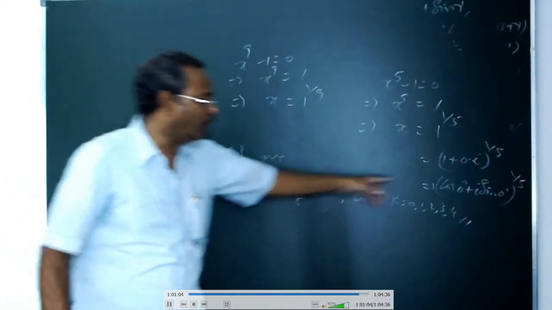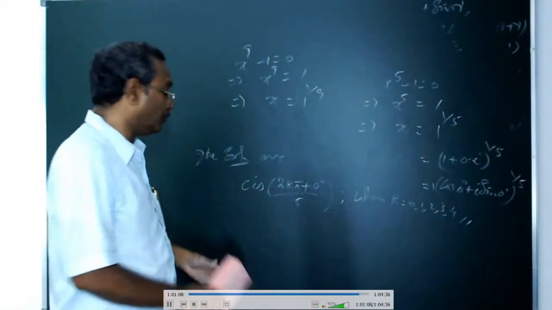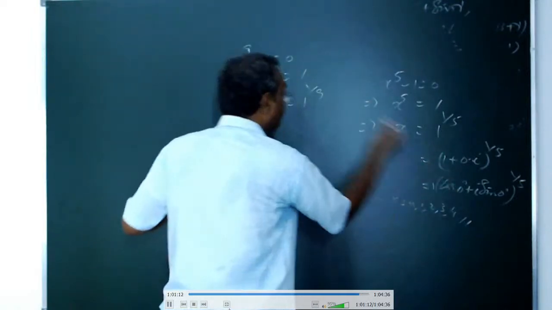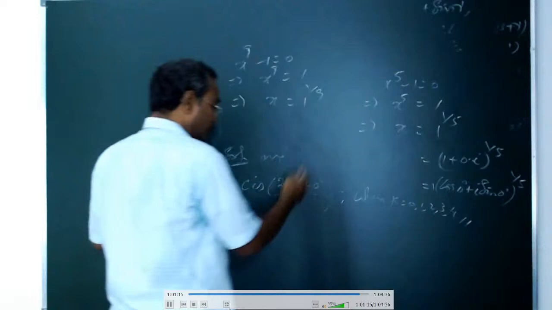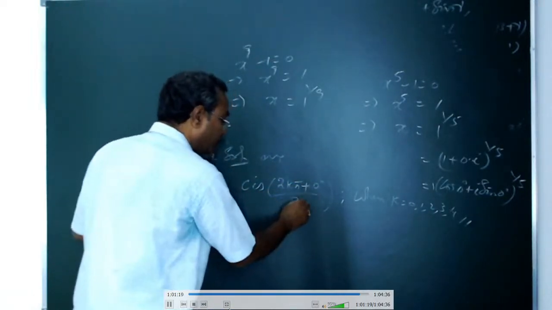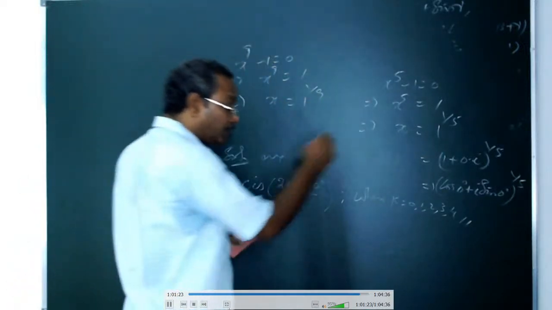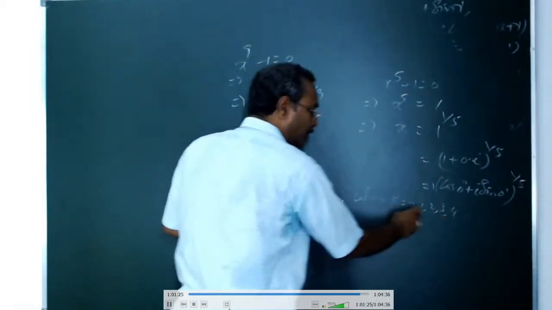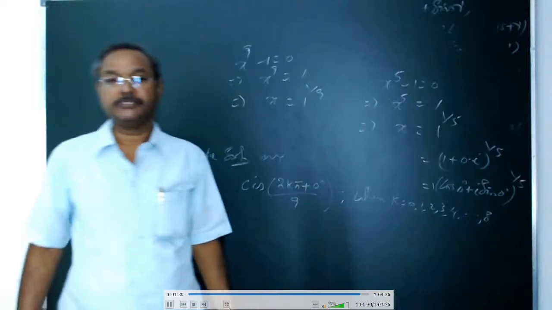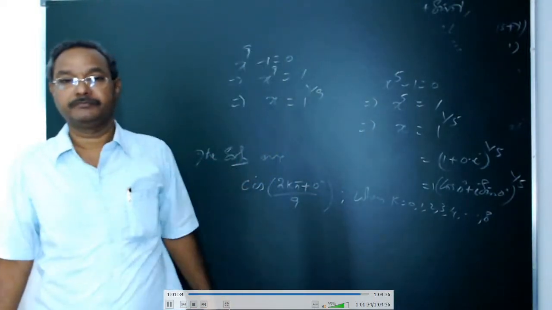The formula is r to the power of 1 by 9, that is 1 to the power of 1 by 9, which is 1, into cos plus i sin of (2kπ plus 0) divided by, now in this case, we are going to write 9, because our n is equal to 9. Where k can take the values 0, 1, 2, 3, 4, etc. up to 8. You have to take 9 such values. This is a way to solve equations of this type.